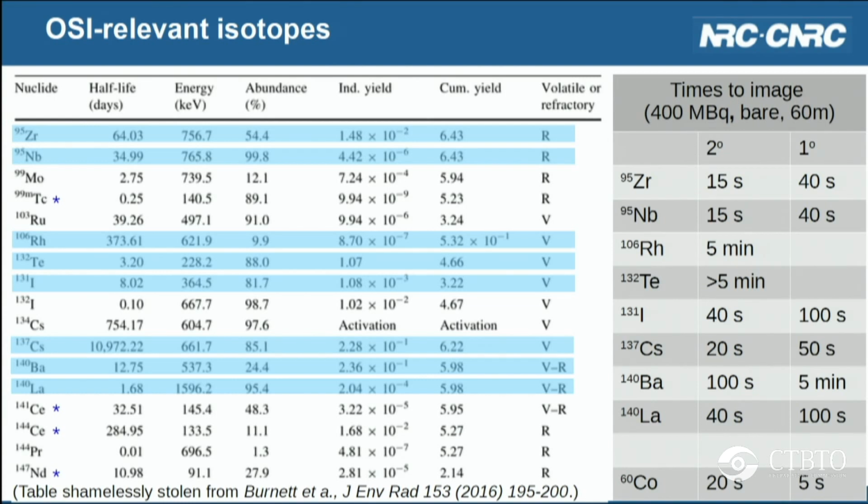For other OSI-relevant isotopes, what we've done is calculate the times to image for the ones in blue here for this list, and you can see if you just stick down on the 2 degree precision, if that's what you want, we're talking tens of seconds, maybe a few minutes in order to localize the source.